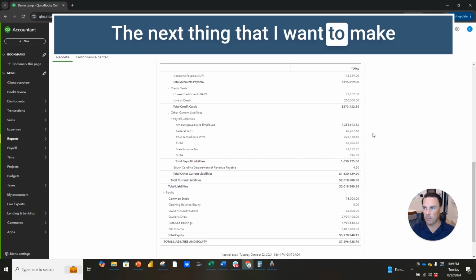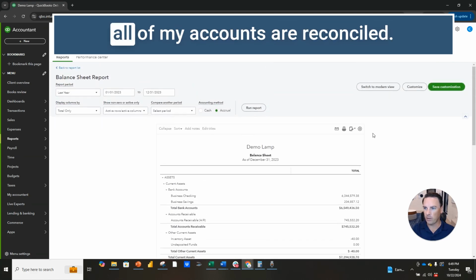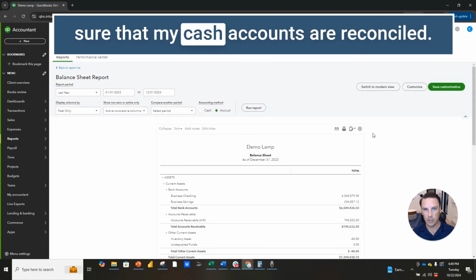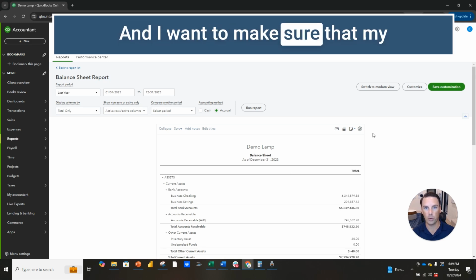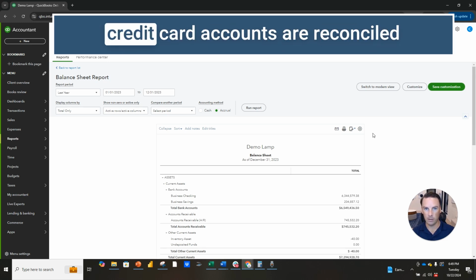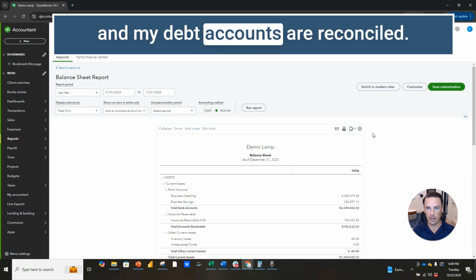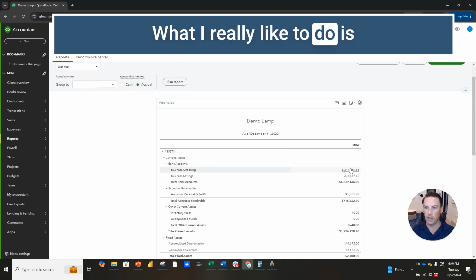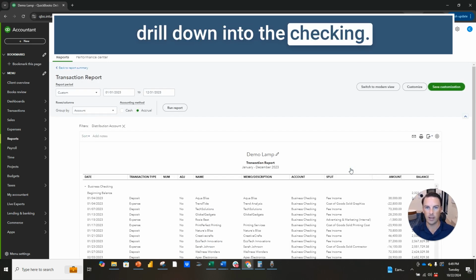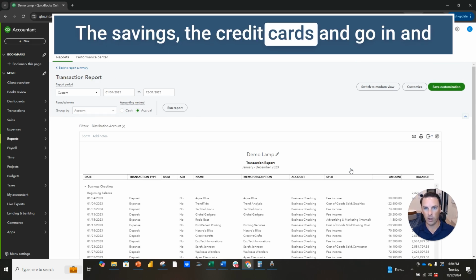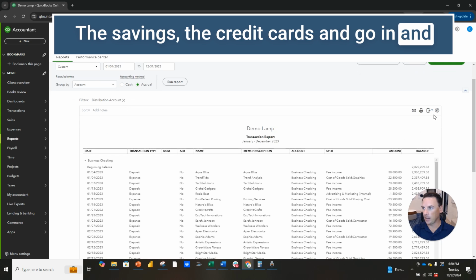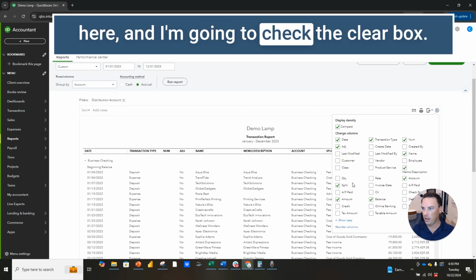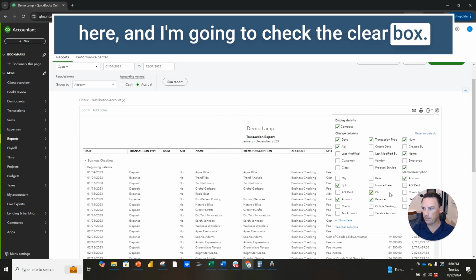The next thing I want to make sure of is that all of my accounts are reconciled. In particular, I definitely want to make sure that my cash accounts, my credit card accounts, and my debt accounts are reconciled. Now, you can do that a couple of different ways. What I really like to do is drill down into the checking, the savings, the credit cards, and go to this gear icon right up here and check the clear box.